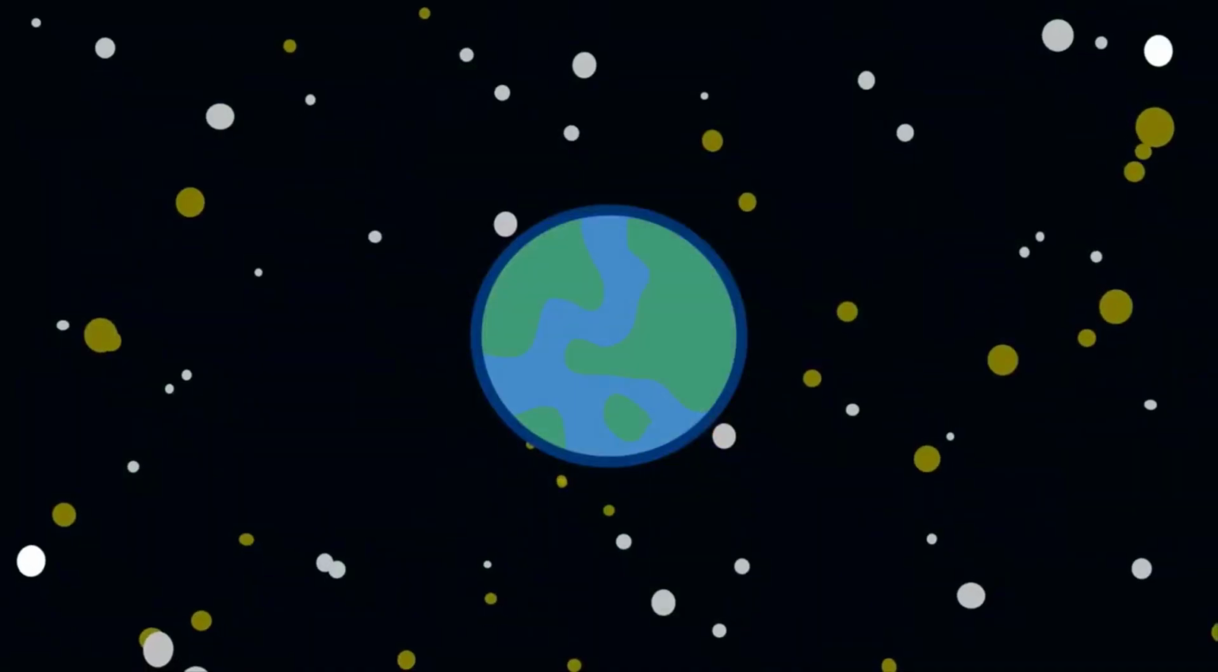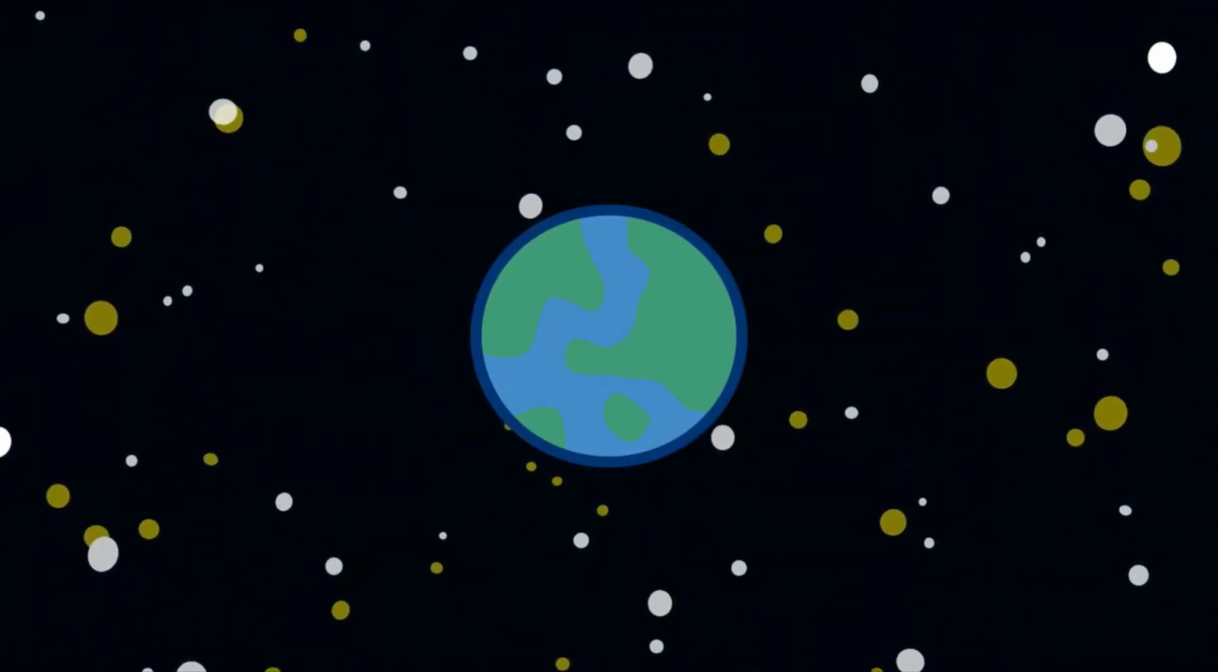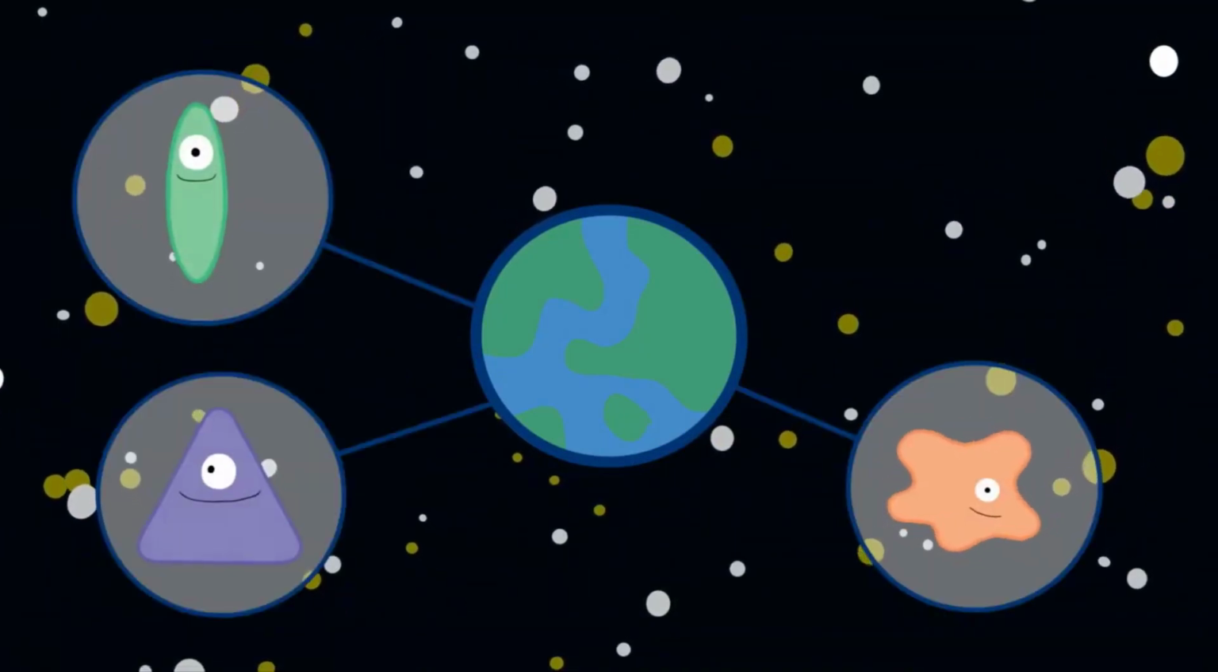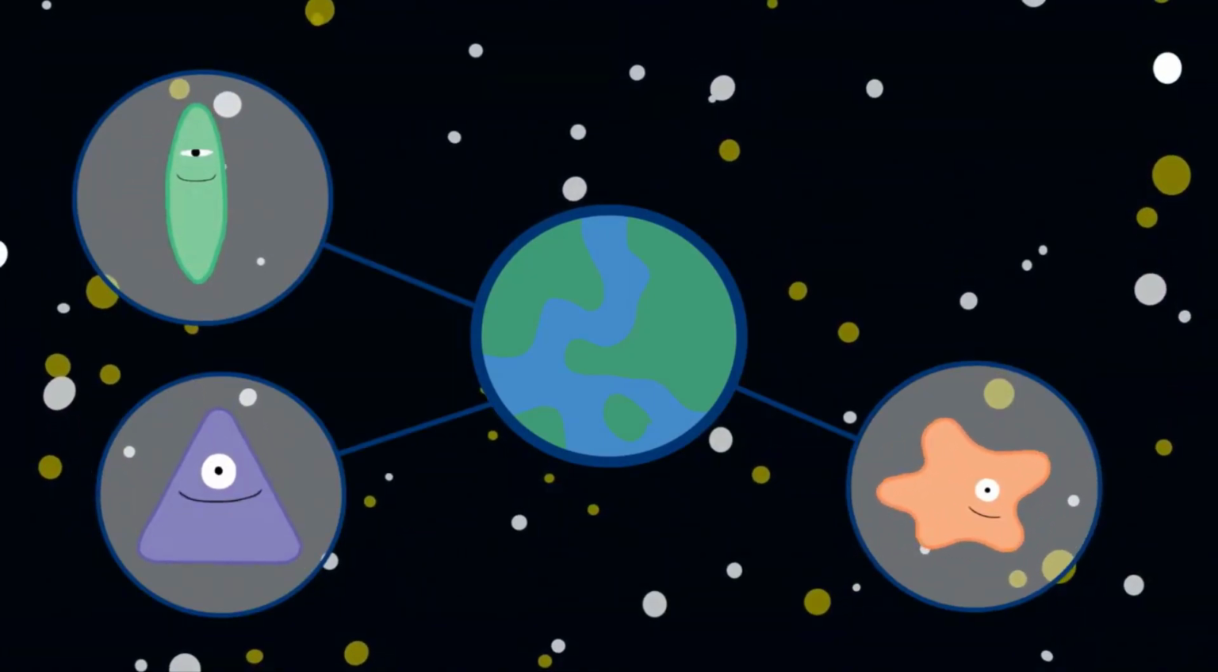We think that around 2 billion years ago, the only living organisms on Earth were prokaryotes, single-celled organisms lacking membrane-bound organelles.